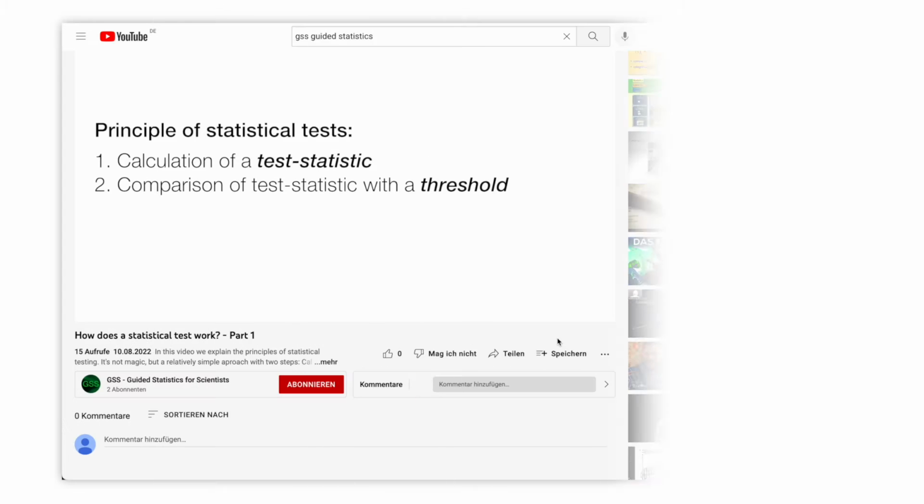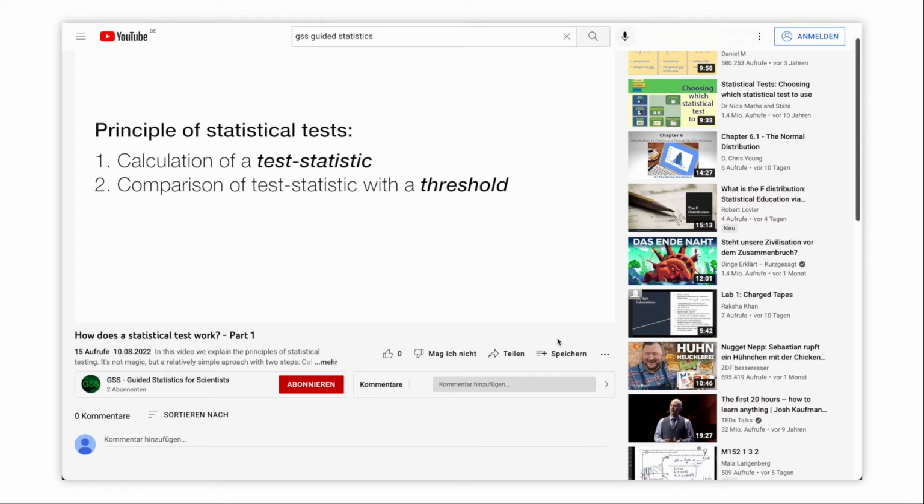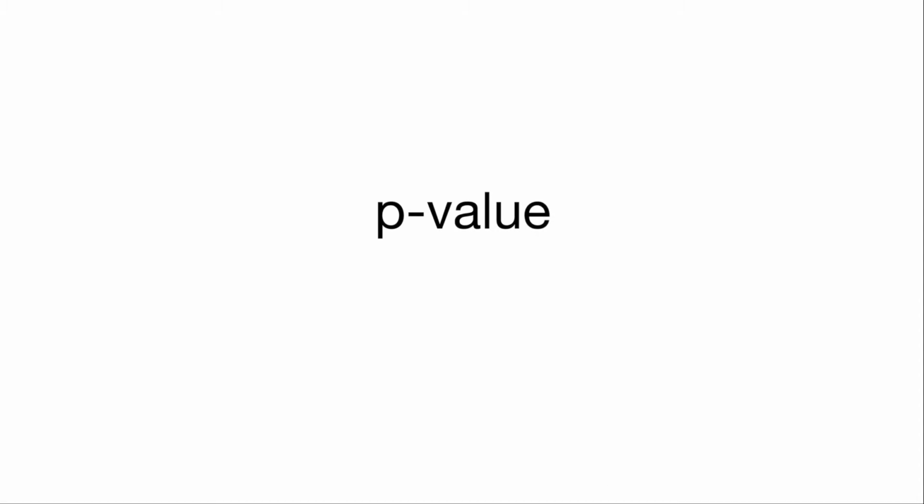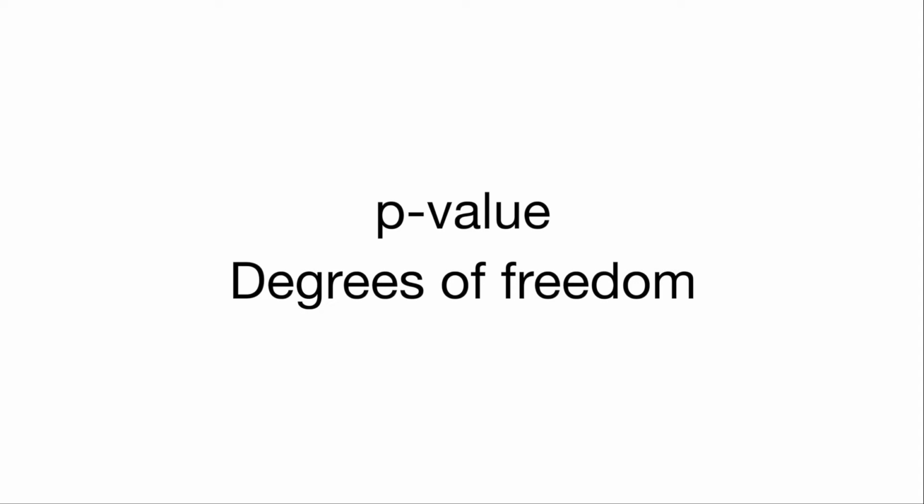In the last video, we have illustrated the concept of statistical tests. If you only want to obtain a rough understanding of the concept behind statistical tests, then the last video is absolutely sufficient. However, if you're interested in more detail, then this video will help you to understand how a p-value is calculated and what degrees of freedom means. If you haven't seen the previous video, have a look at it first.